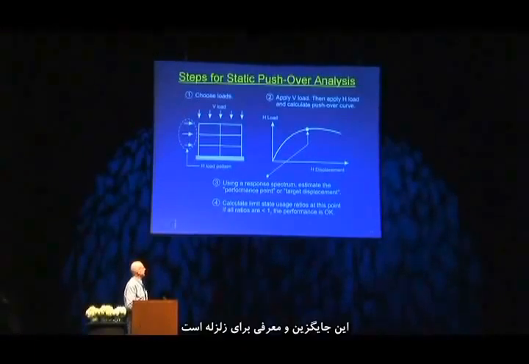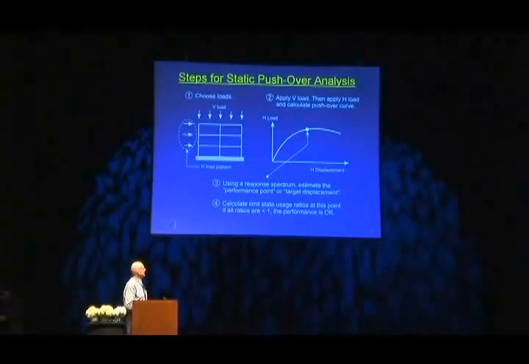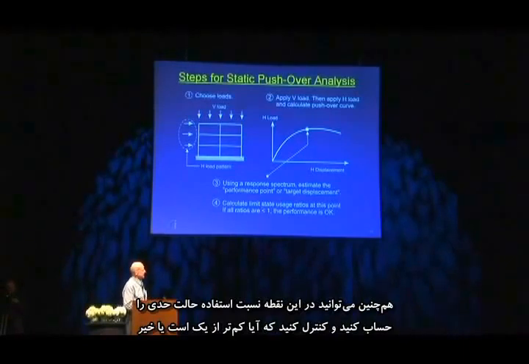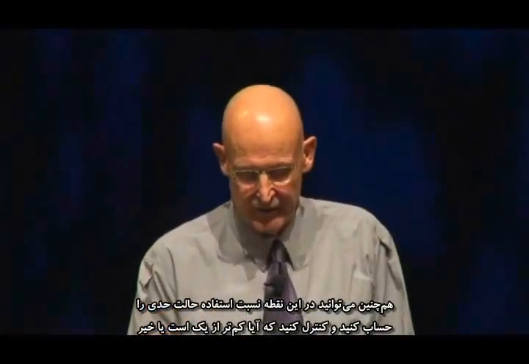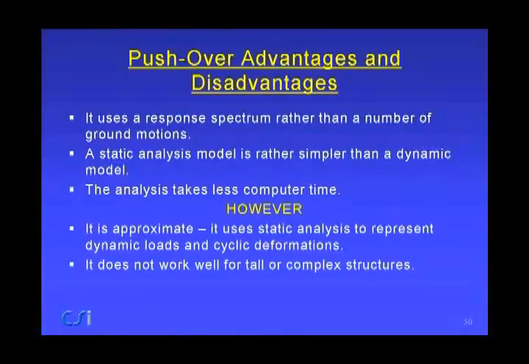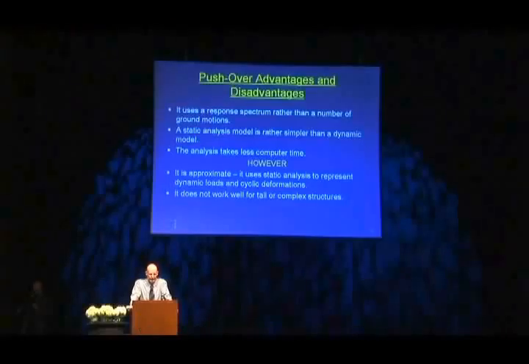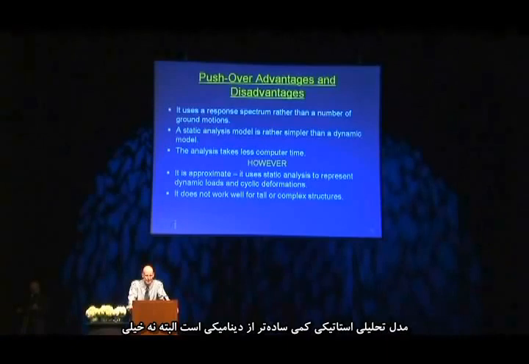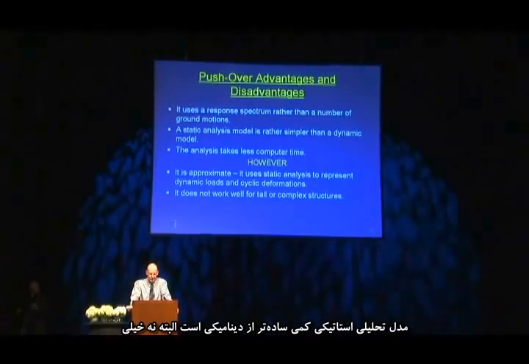This is the representation of the earthquake. You then, at this point, calculate the limit state usage ratios, and you check and see if they're less than 1. So two main steps: calculate the pushover curve and calculate the target displacement. Advantages and disadvantages of pushover: it uses a response spectrum rather than ground motions. The static analysis model is a little simpler than dynamic, not a lot, but somewhat simpler, and the analysis takes less computer time. However, there are major caveats.